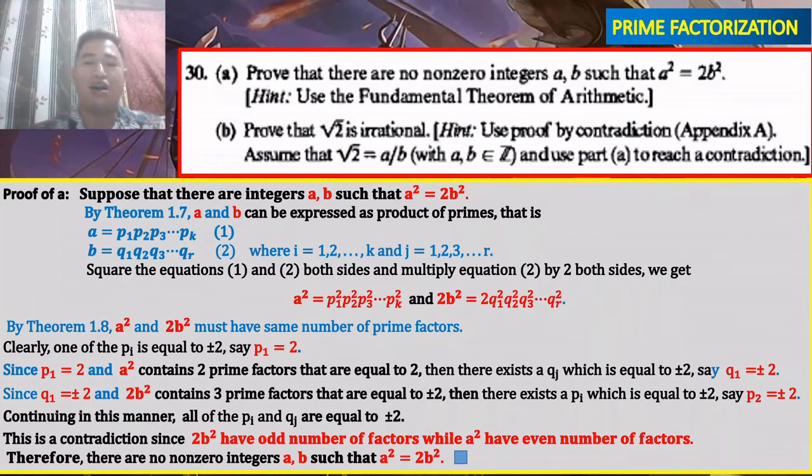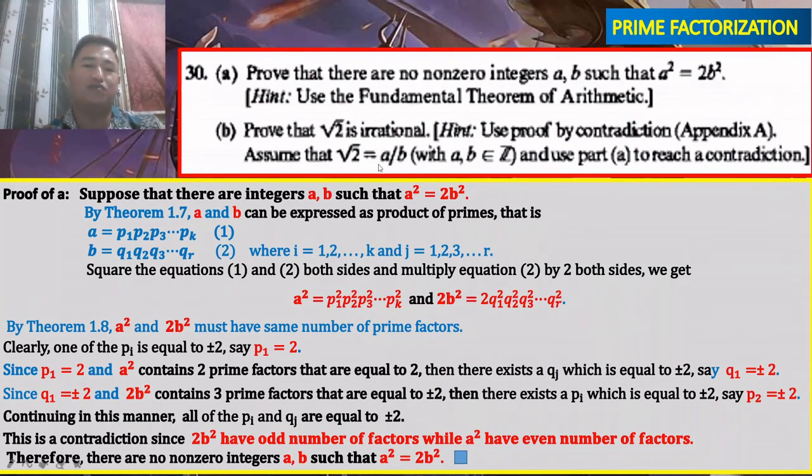So prove that there are no non-zero integers A, B such that A squared is equal to 2B squared. So hint, use the fundamental theorem of arithmetic. Okay, that is Theorem 1.8 atong gamitin doon ni class. Okay. Then B, prove that square root of 2 is irrational. So hint, use proof by contradiction.